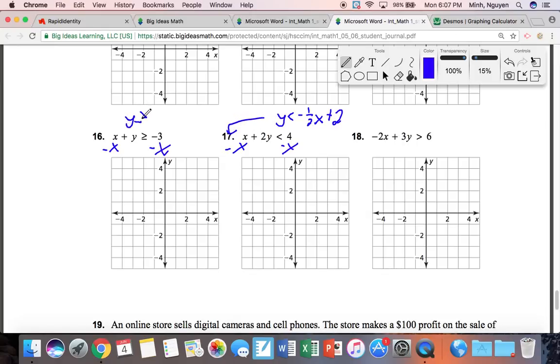Y is equal to or greater than negative x minus 3. And then you're going to divide everything by 3, so you'll say y is greater than 2 plus 2/3 x, which is the same thing as 2/3 x plus 2. So now I know this is my y-intercept, this is my rise over run up 2 over 3, and I can graph it using that information.